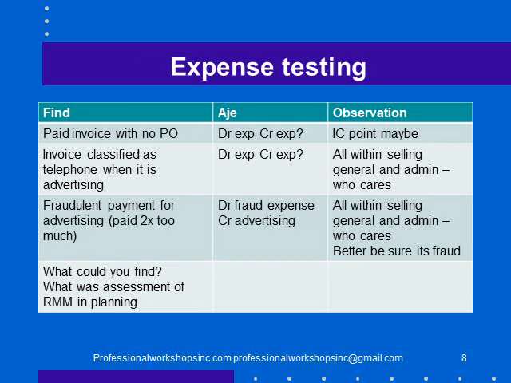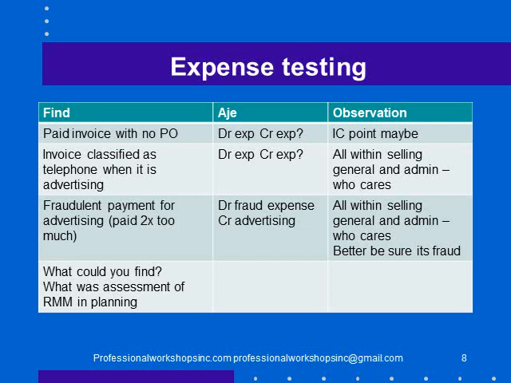Well, we might find we paid an invoice and there's no purchase order. Debit expense, credit expense, don't know what journal entry it might be. Maybe that's an internal control point if it was clear that there should have been a purchase order, but there are some invoices where no purchase order would be expected. A utility bill, for instance. A purchase order would only be expected if it was for raw material in a manufacturer. So maybe an internal control point. No journal entry, no point in doing that test.